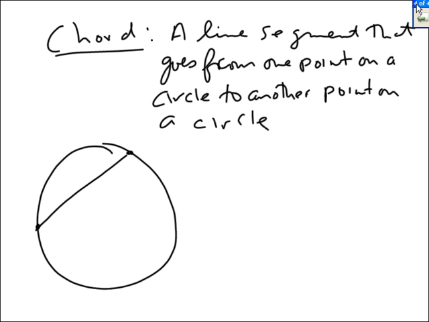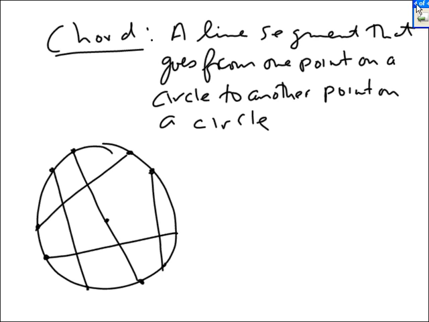That is a chord. From here to here is a chord. From here to here is a chord. And here's the center. Well, from here to here is a chord. That's also a chord. Any line segment that goes from one point of a circle to another point of a circle, that is a chord.